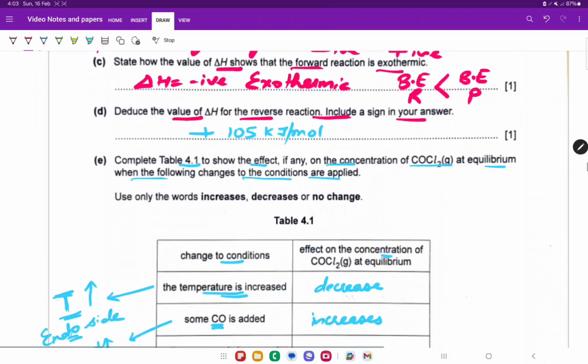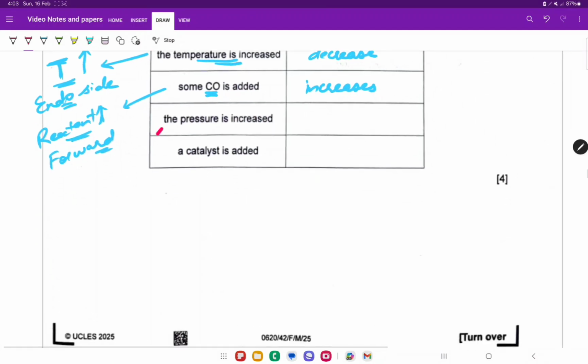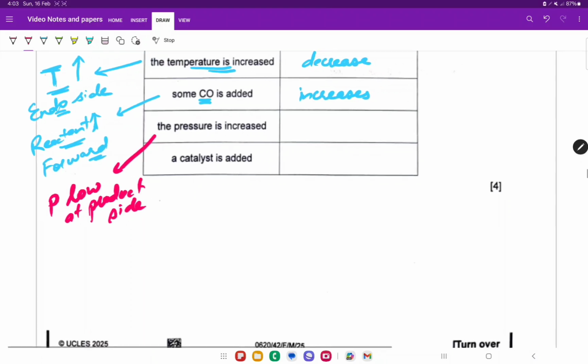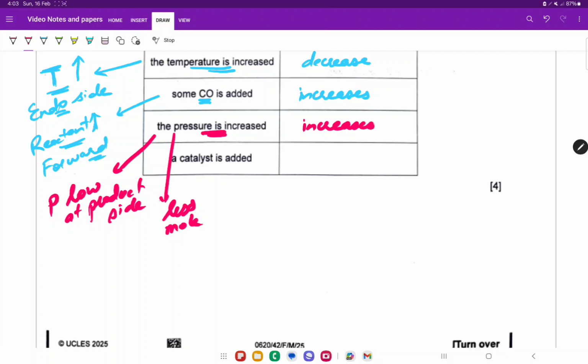Products have low pressure compared to reactants. What I'm doing is increasing pressure, and there are fewer moles on the product side. Whenever you increase pressure, the reaction always moves towards the side with fewer moles. What is the side with fewer moles? The product. It means COCl2 concentration will again increase. It will form more COCl2.